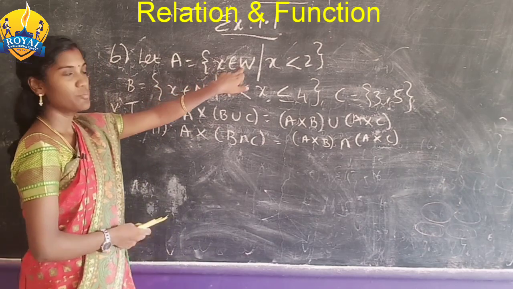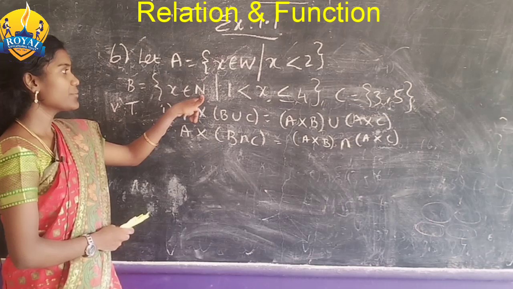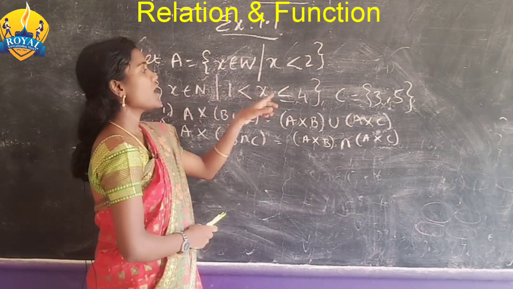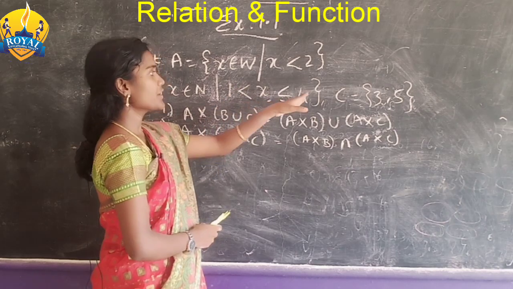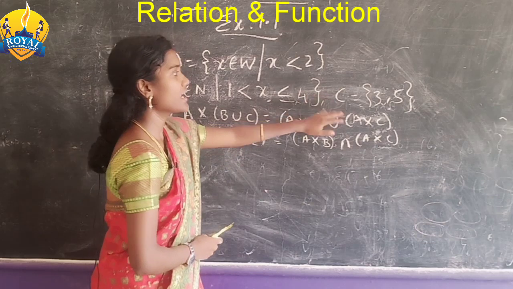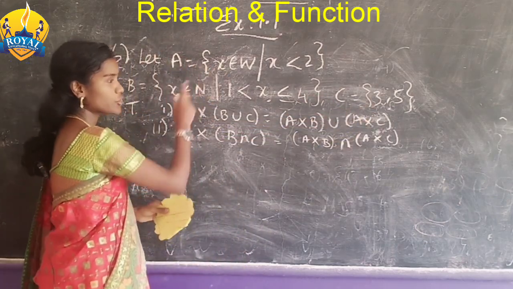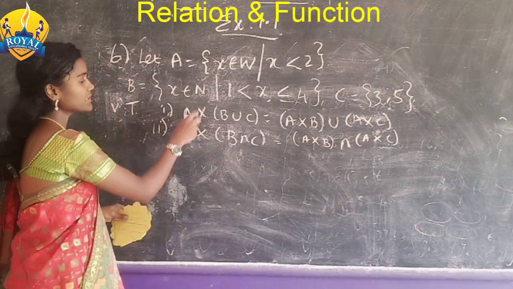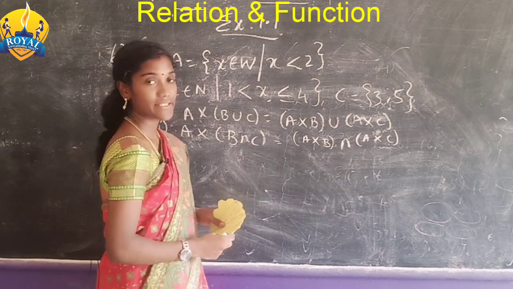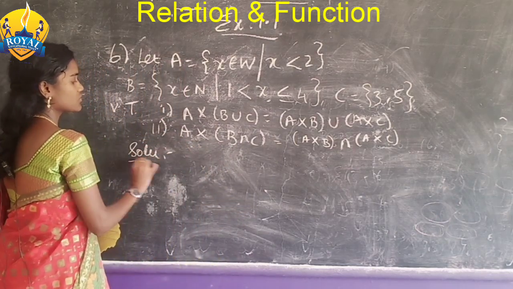W means whole numbers, x less than 2. N means natural numbers, the natural numbers where x is greater than 1 and less than or equal to 4. C, they already give: 3, 5. I'll write the sets alone. You will do these two conditions. Okay, so first of all you have to write the solution.